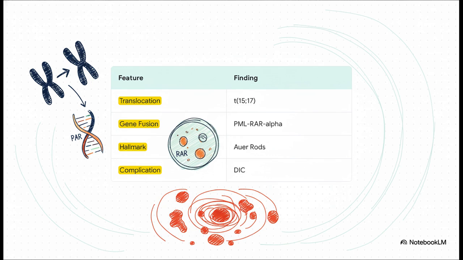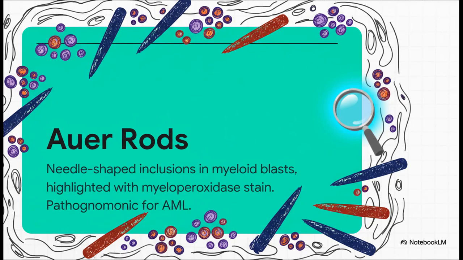The genetic hallmark is that classic t(15;17) translocation. What that does is create this messed up fusion gene called PML-RAR alpha. And that faulty protein is what freezes the promyelocytes in their immature state. Under the microscope, you're hunting for Auer rods, and clinically, the immediate life-threatening danger is DIC, disseminated intravascular coagulation, which can cause catastrophic bleeding.